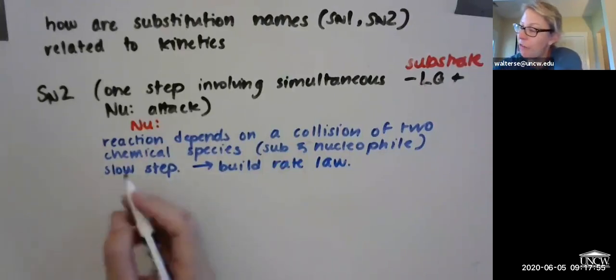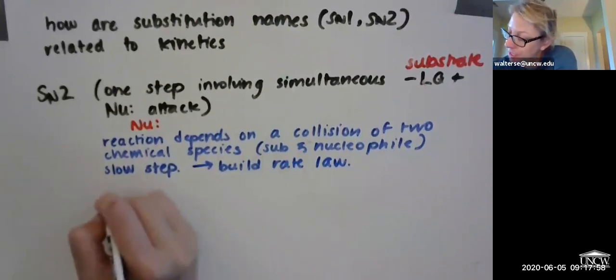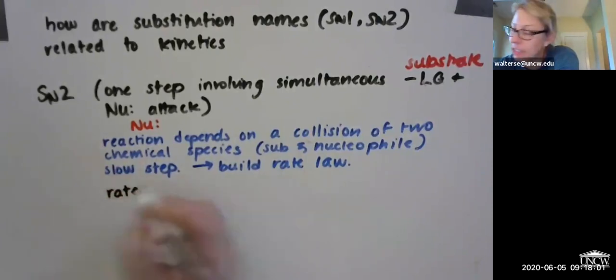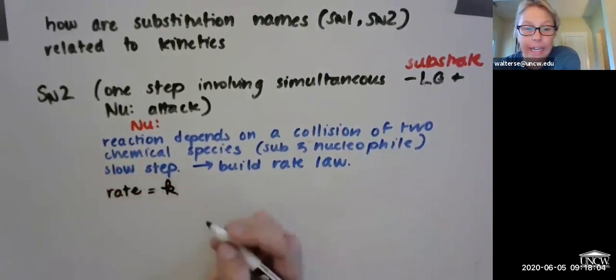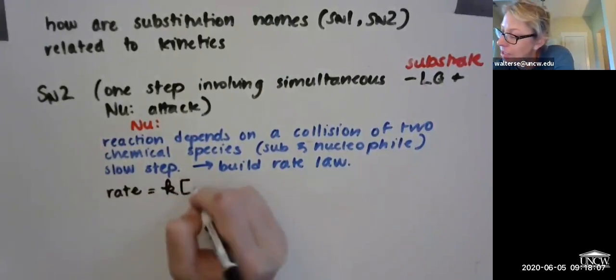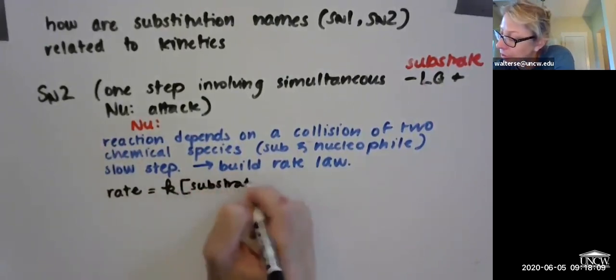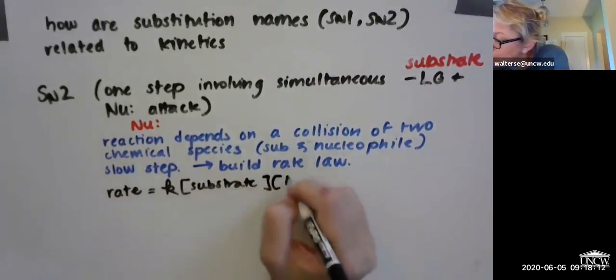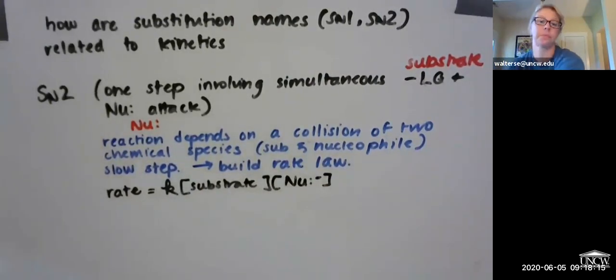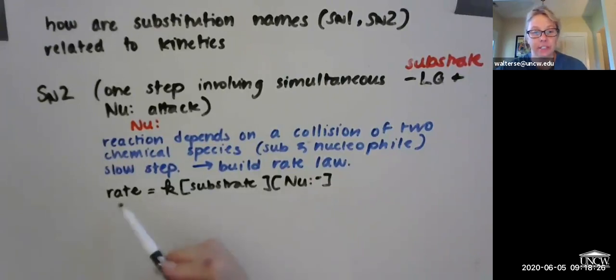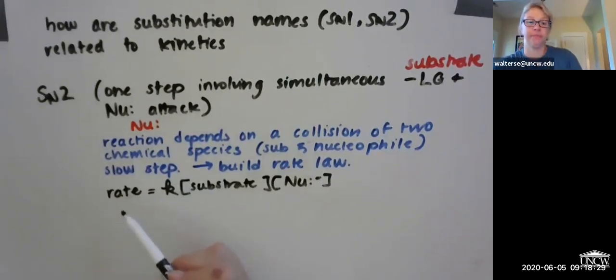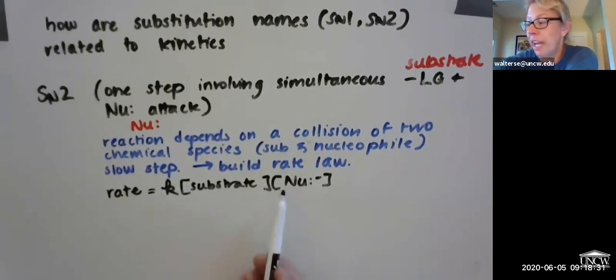So the rate law for SN2 reactions is that the rate of the reaction is going to be equal to a rate constant times the substrate concentration times the nucleophile concentration. If you increase the concentration of the substrate, the reaction will go faster. If you increase the amount of the nucleophile present, the reaction will go faster. So the rate depends on both of the concentrations and depends on a collision.